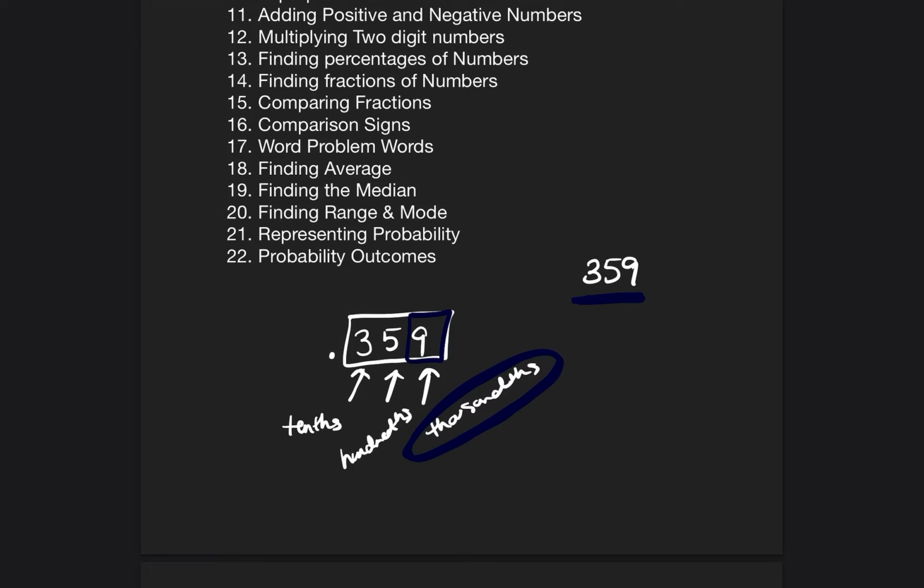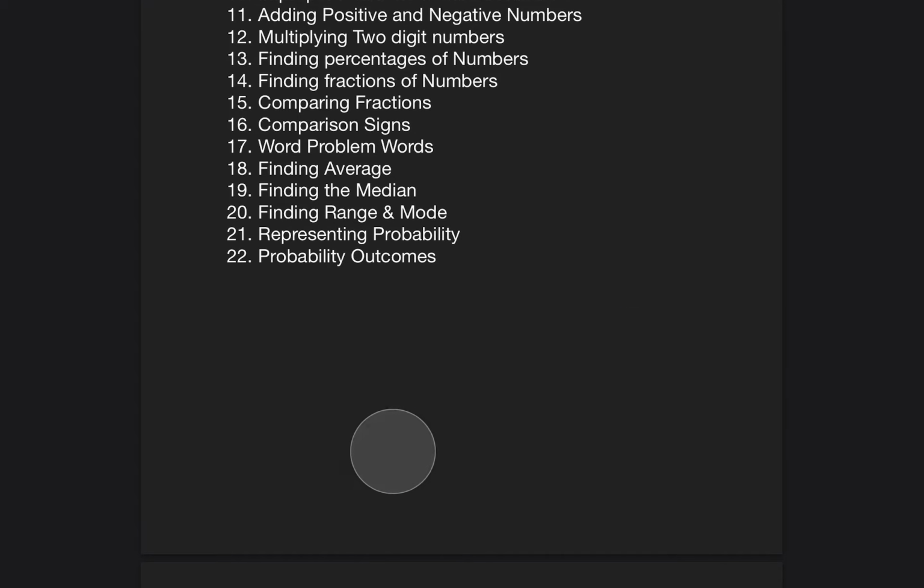So I would say 359 thousandths, and that represents this decimal. Again, you read this whole number, then you read the place value. So let's practice that one more time.